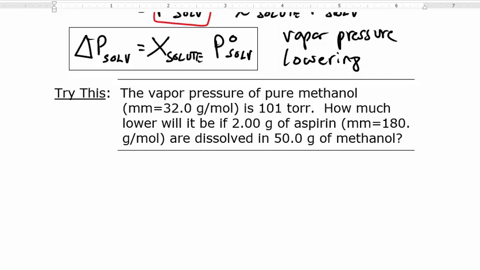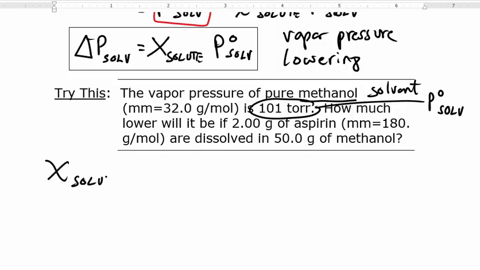All right, so again, the solvent is methanol. The vapor pressure of the pure solvent is 101 torr. What we really need is the mole fraction of the solute in order to calculate our vapor pressure lowering. So let's do the mole fraction.